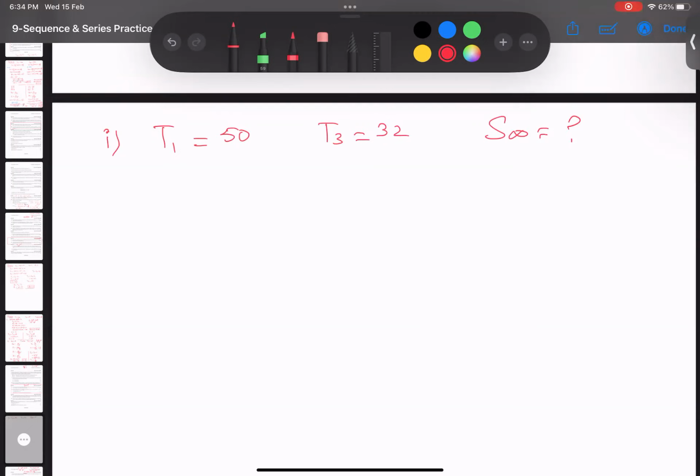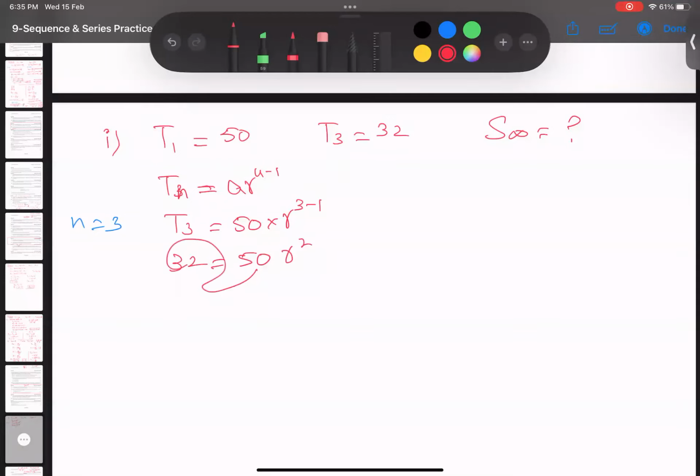Bismillah ar-Rahman ar-Rahim. First part: what is the technique? The third term is given, so what is the third term formula? All of you know it: A r to the power n minus 1. This is Tn. I replace every n by 3, so T3 equals A times r to the power 3 minus 1. The A value is 50, so I plug in 50, and the T3 value is 32, so I plug in 32, and r squared.